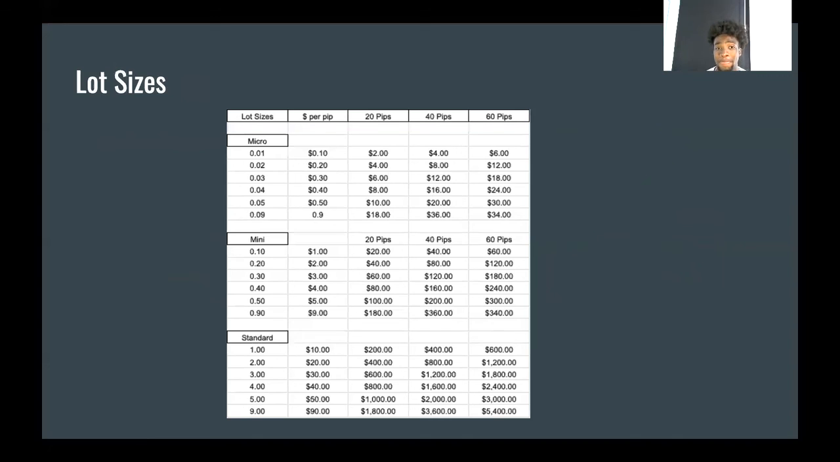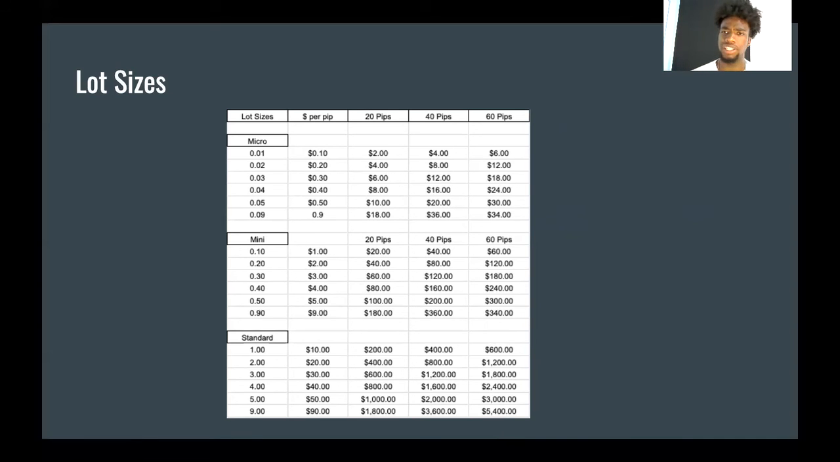Lot sizes, right? So here are your lot sizes. I cut off a few from like 5 to 9, I just didn't do. But here's a breakdown of your lot sizes. So micro lot sizes are going to be like 10 cents a pip, 20 cents a pip, 30 cents a pip. And here's just a different fluctuation you can see. In these same 20 pips, you can either make $2, you can make up to $1,800, right? Referring back to that example I was talking about earlier. And we see with 60 pips, you can make $6 up to $5,000. These are the same pips, right?